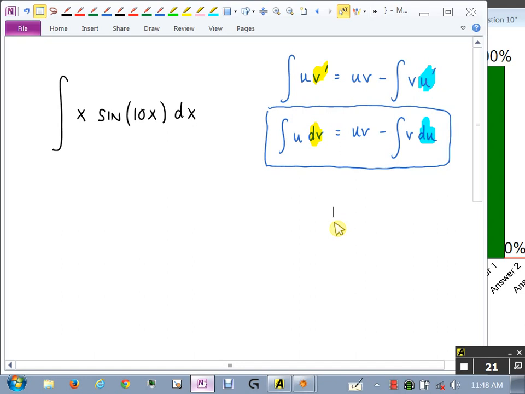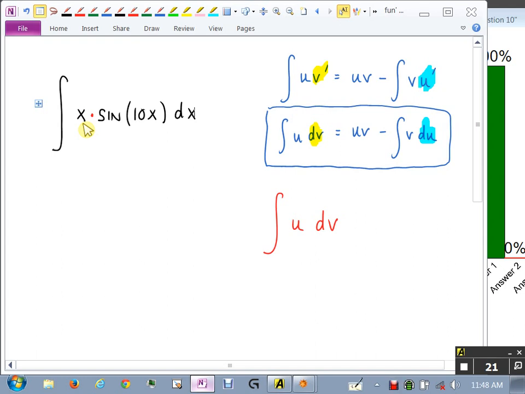So to start the problem out, I need to be looking at an integral that looks like this, u dv, right? So let's talk about this. I have a product here, right? X times this. I would like to see if possibly one of these is something that I could let u be, and the other one let dv be, or the derivative of v.